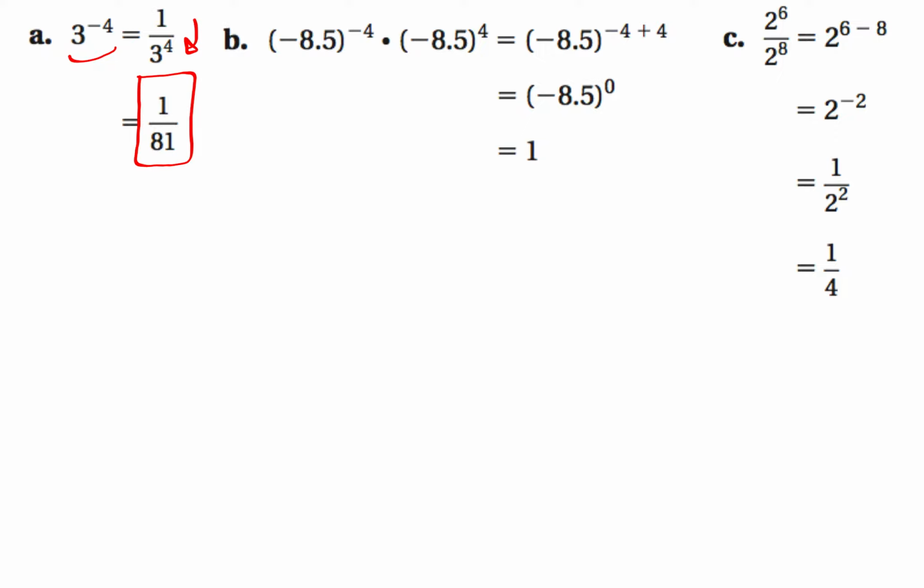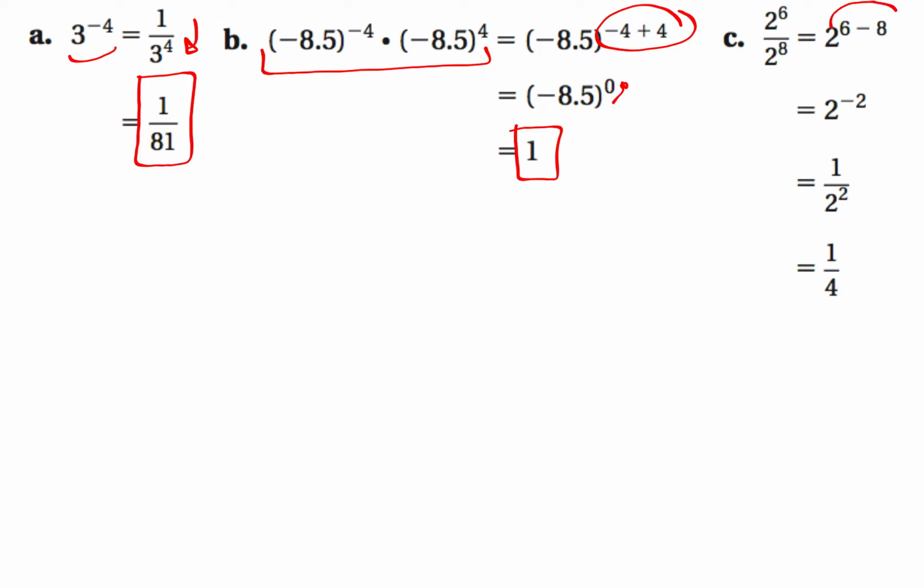The next one, you can see we're multiplying these. So we add the exponents together. We get a 0 power, which, since it's not 0 to the 0 power, it's some other number, we get 1.